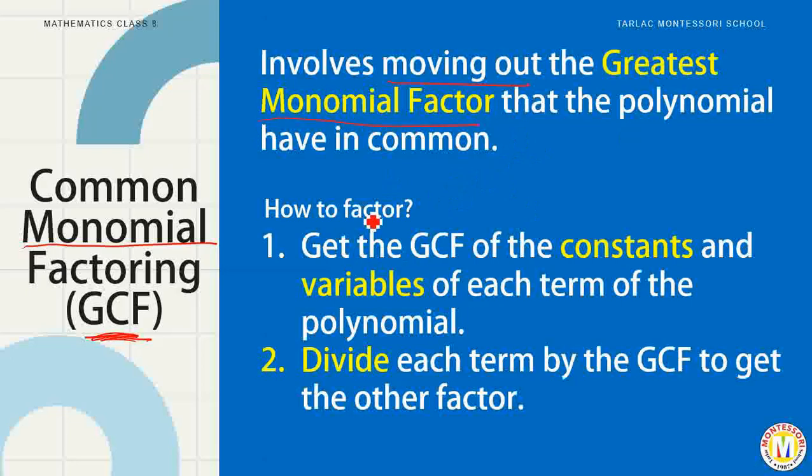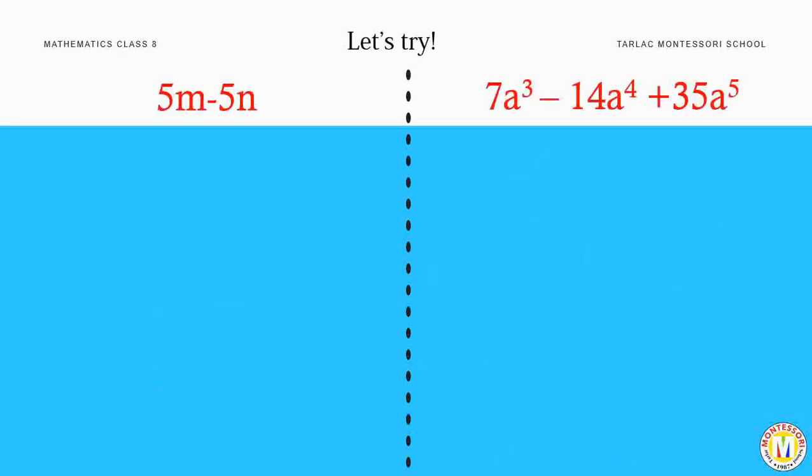How to factor? We have here the steps. Get the GCF of the constant and of the variables of each term of the polynomial, and then divide each term by the GCF to get the other factor. So these are the two steps that we'll be having for this particular factoring technique. So let's have some examples.